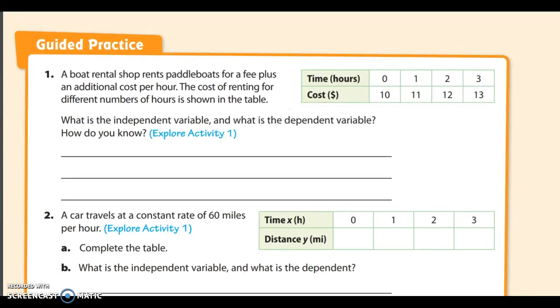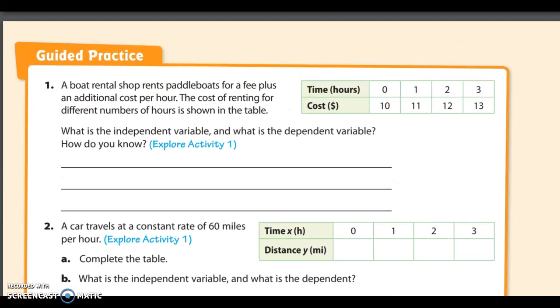This is page 342. Number 1, a boat rental shop rents paddle boats for a fee plus an additional cost per hour. The cost of renting for different numbers of hours is shown in the table.